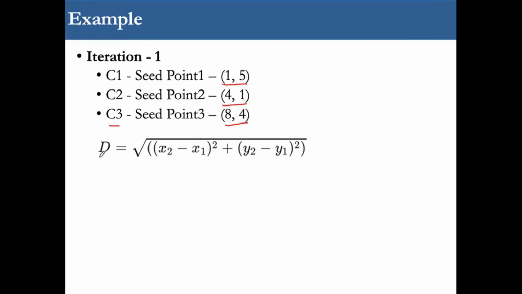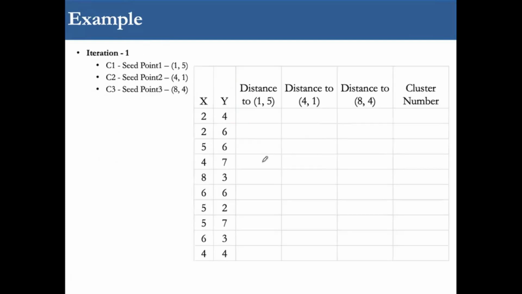Here we will be using the Euclidean distance, and this is the formula for two features. Here we have two features, x and y. It is given for two features and for two objects. We will be comparing two objects, finding the distance between the center point and one object, then the center point and the next object. That way we will be finding the distance. So this is the distance formula: root of (x2 minus x1) the whole square plus (y2 minus y1) the whole square. So these are the three seed points for cluster 1, cluster 2, cluster 3.